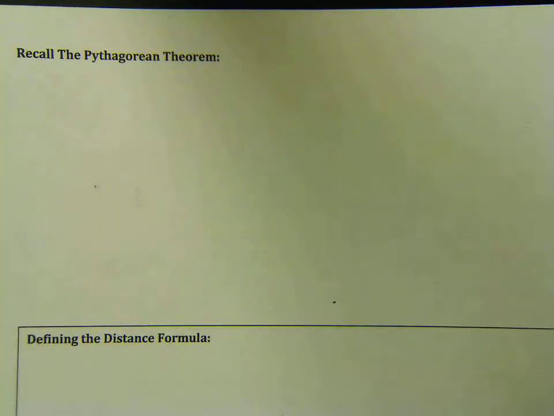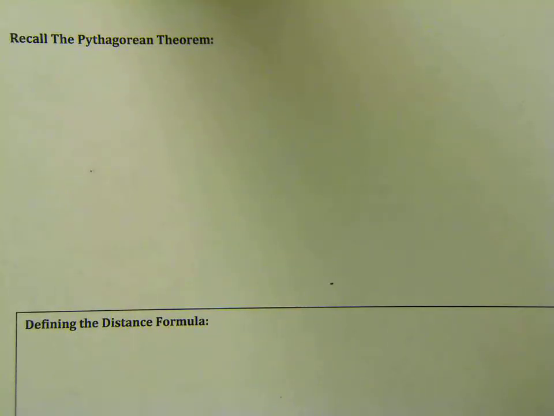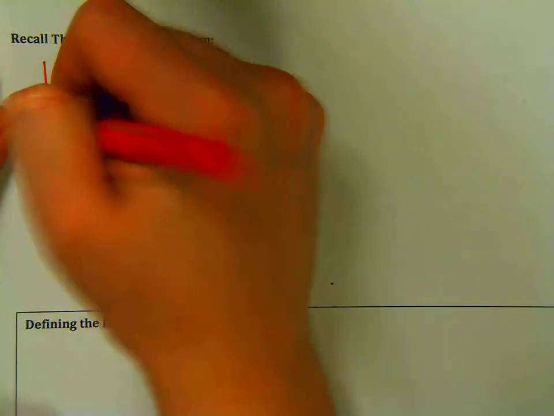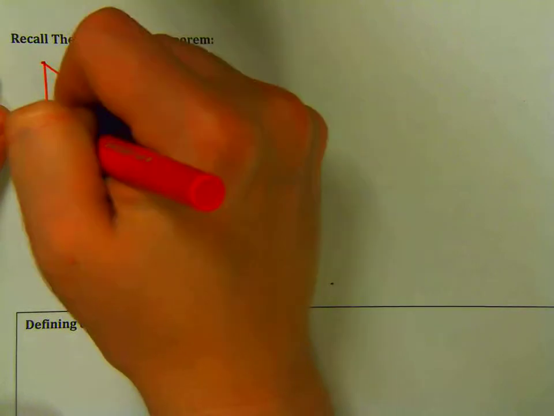Okay, on the back, we are talking about the Pythagorean theorem. I know this is a geometry concept, and even in Algebra 2 we did this, but we do need to remember it. So the first thing I want you to do is draw a triangle. It has to be a 90-degree triangle.